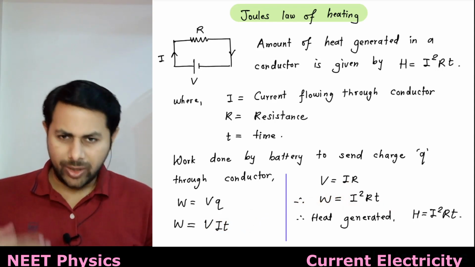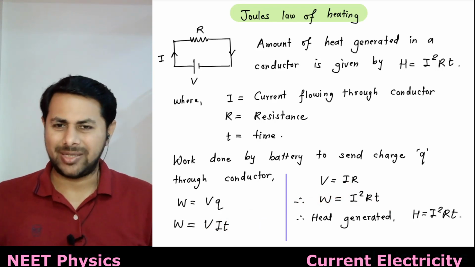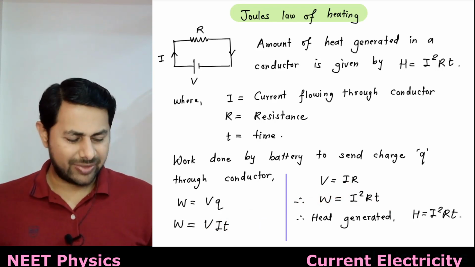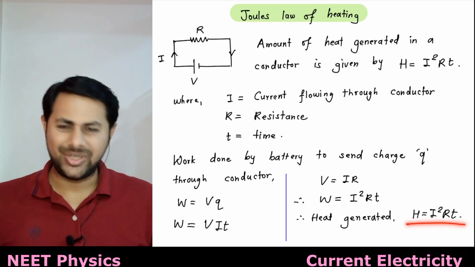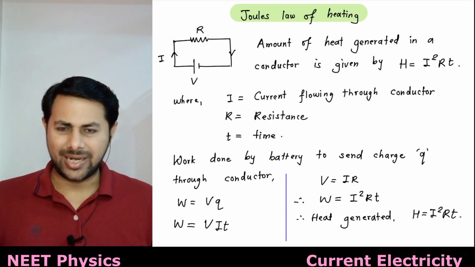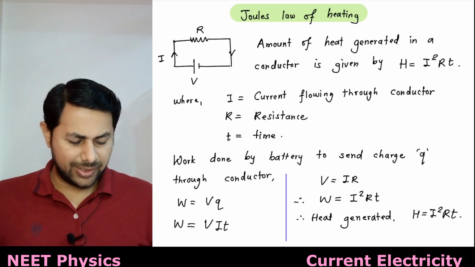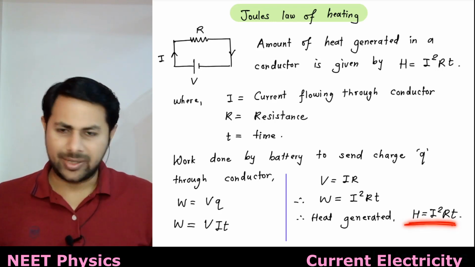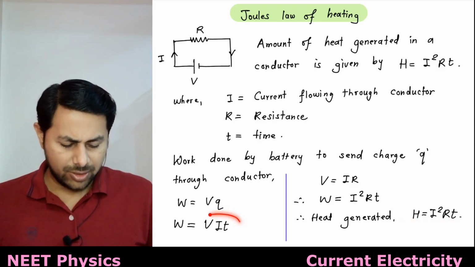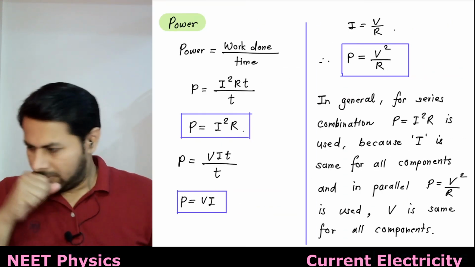Now that work is done means some energy is supplied by the battery, and that energy gets converted to what? The energy gets converted to heat. And therefore the heat developed is equal to I square RT. So very simple, right? Then this heat developed can be written in various ways. One form is this one, VIT.